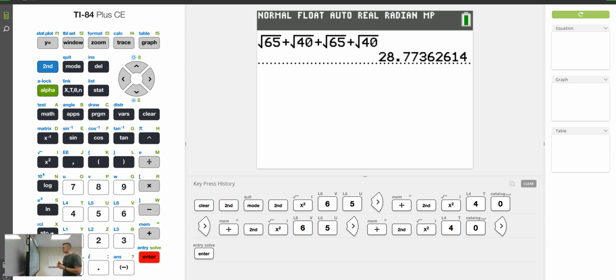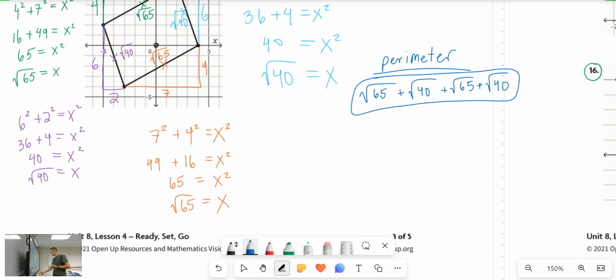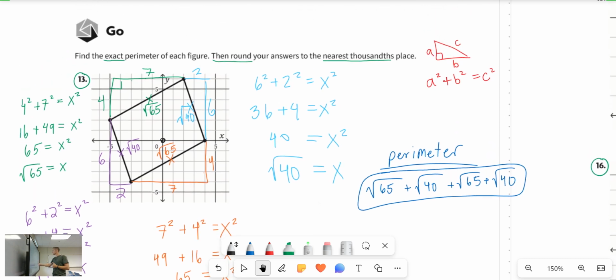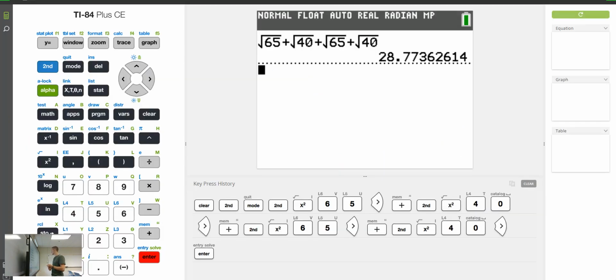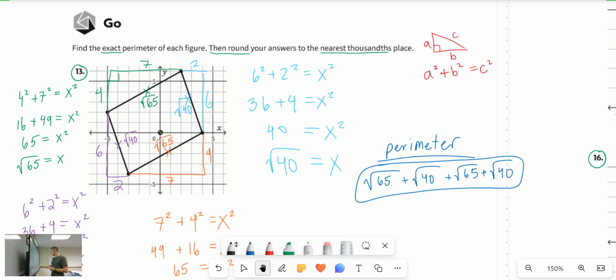28.77362614, and it probably keeps going, but that's all it's going to show us. If you remember, we want rounded to the nearest thousandth. Let's go back and look. It said, round your answers to the nearest thousandths place. So if we go here, the thousandths place would be 28.774. So that's what we're going to write, 28.774.